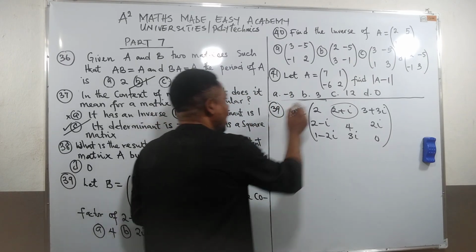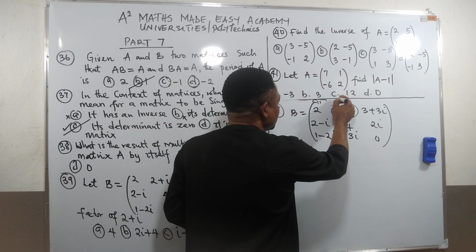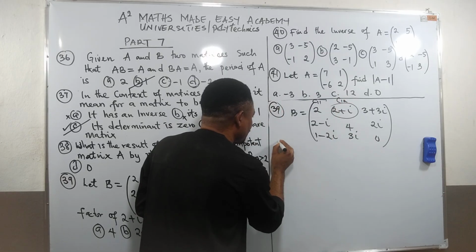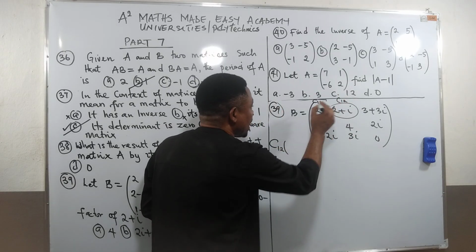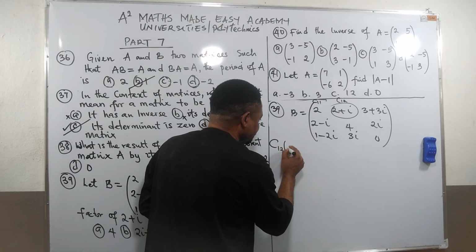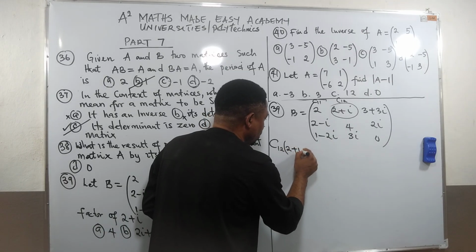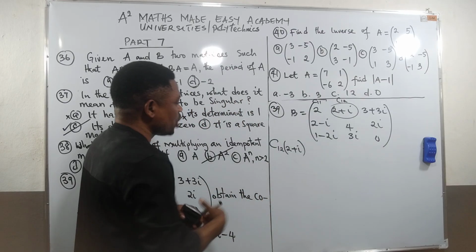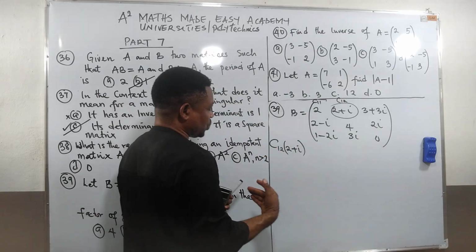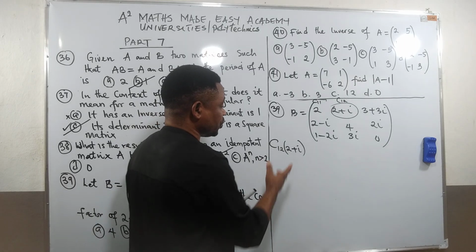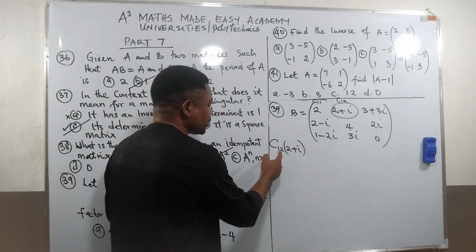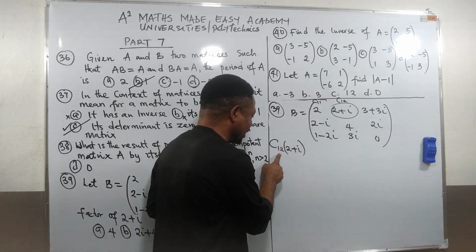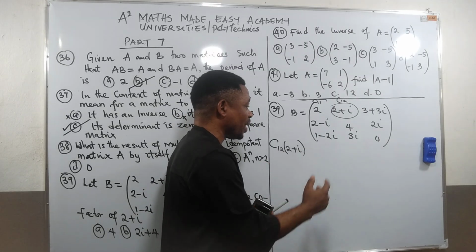Are you with me? Like this particular one is called C11. This one is called C12. So I'm considering C12. And the element is 2 plus I. That is the value. Now, what do you mean by the cofactor? Listen. I want to add this 1 and 2 together. If you add 1 plus 2, what will it give you? Hope it is 3, right? Now, the result that you got as 3, is it an odd number or an even number? It is odd.